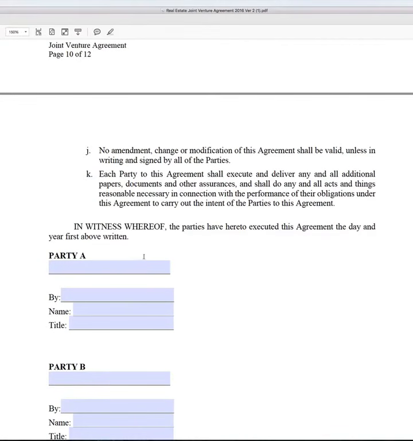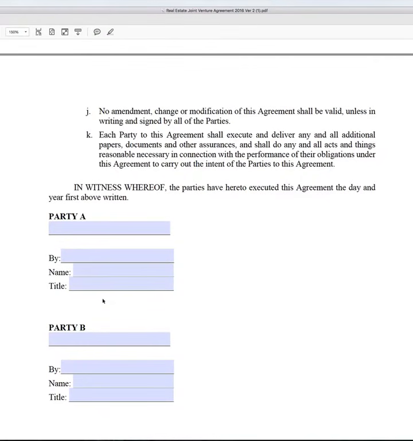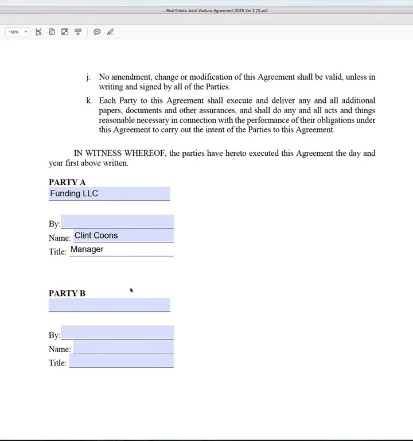So I come down here, put in the names of the parties again. You sign your title. So in my case, I'm a manager of Funding LLC. I think that was the name again that we used. So you put in Funding LLC. That would be my signature would go here. My name goes under the line, Clint Coons. And my title, of course, of this LLC is manager. And then I would sign on this line, the by line. And of course, Party B would do the same.